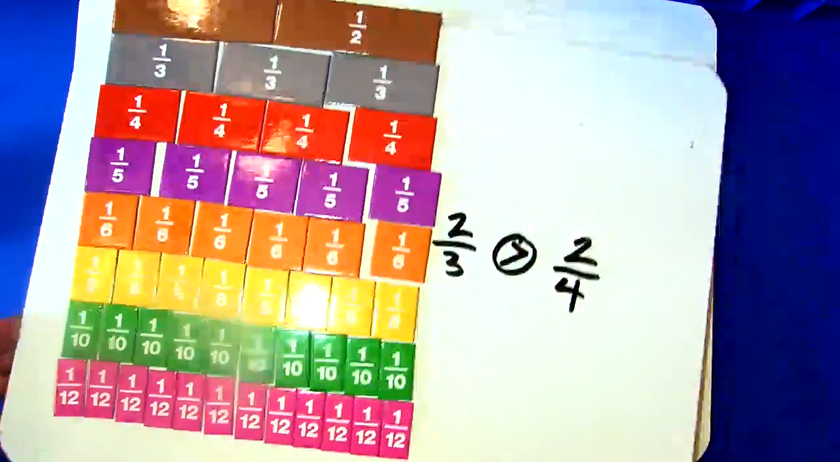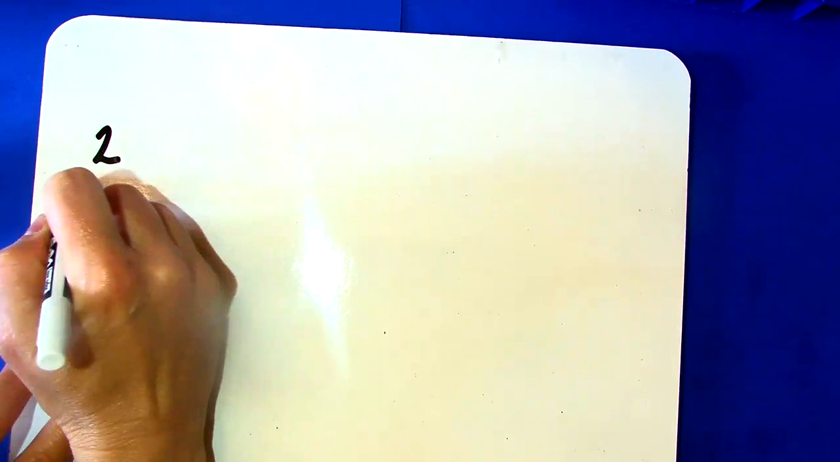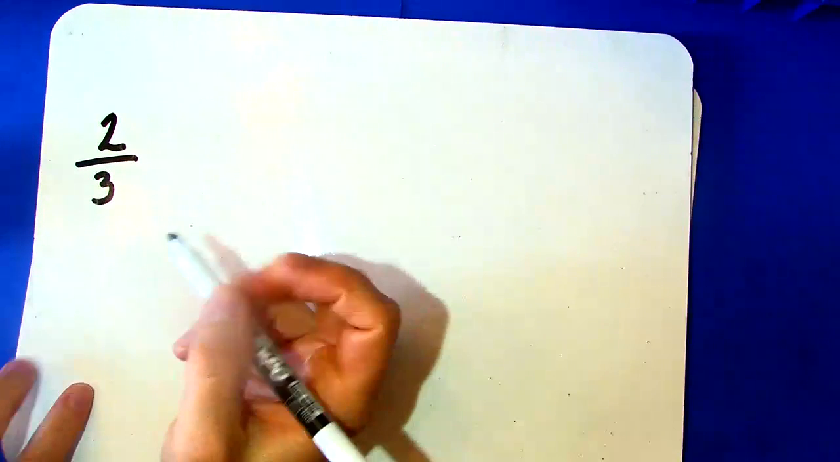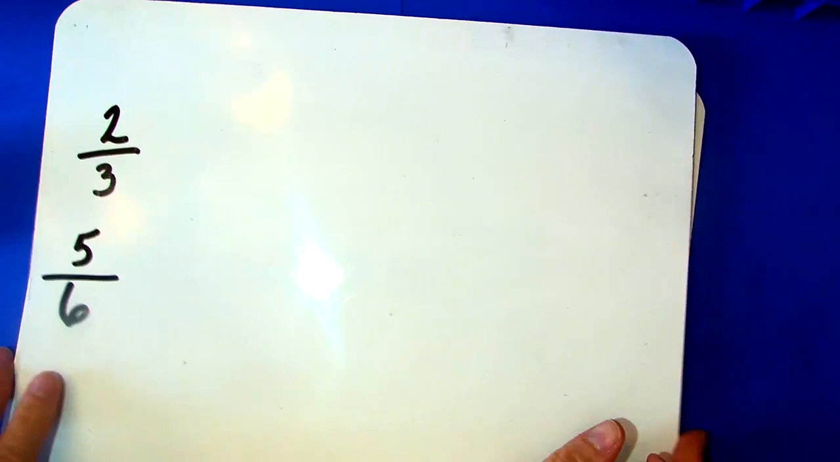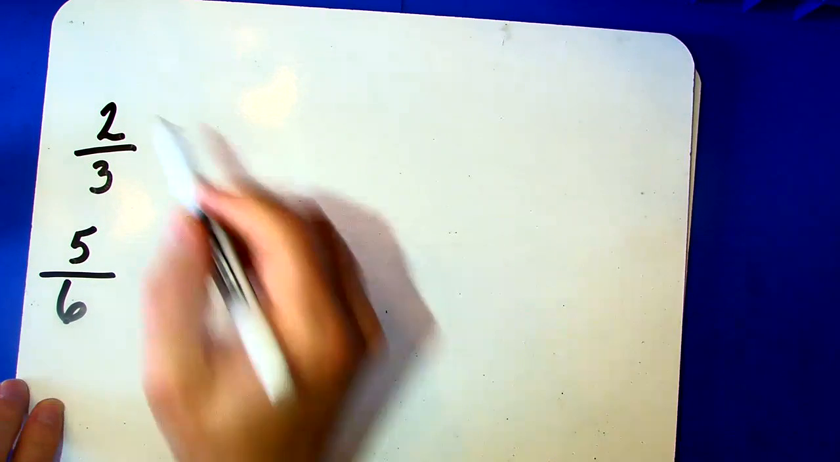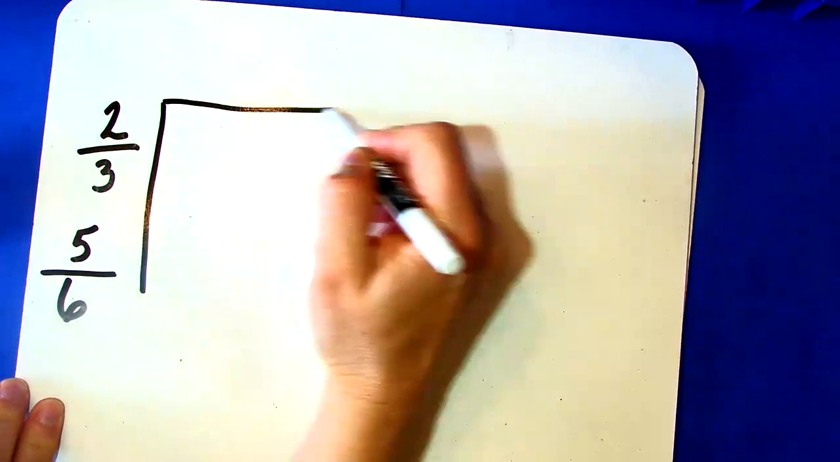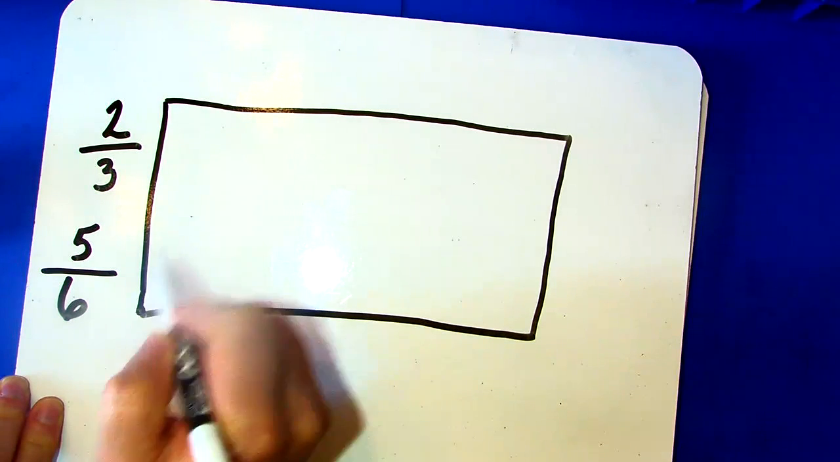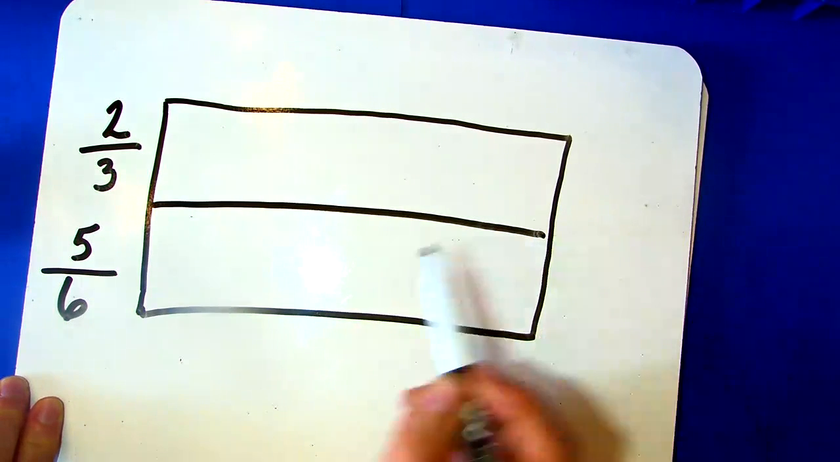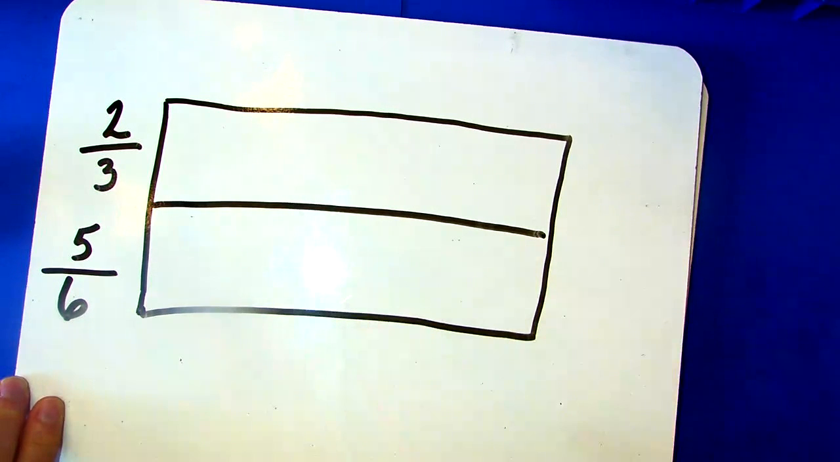So that's how you can use models to compare fractions. And I want to show you now how you can draw your own. I'm going to compare 2/3 and 5/6. I can draw a model to support my thinking, and this is how. I always tell kids, draw a really big rectangle and split it into two smaller rectangles. And the reason why is because then you know for sure you have two totally equal size wholes. This is a whole and this is a whole.